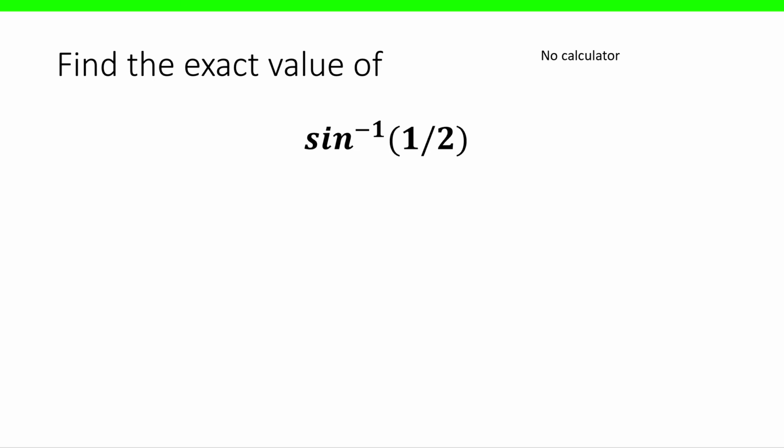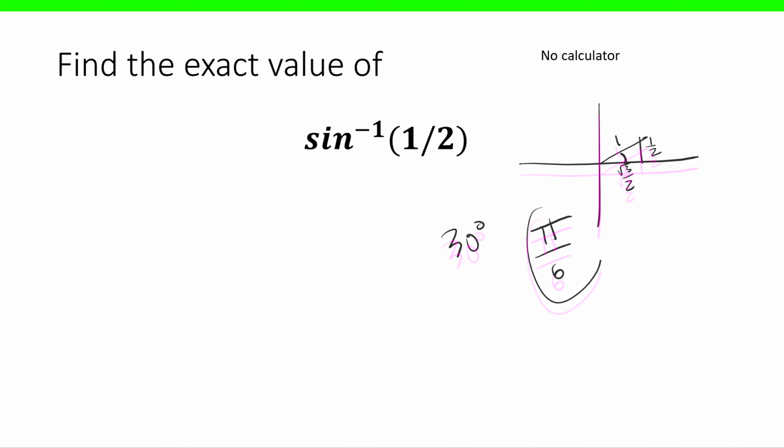Sine of what angle gives me positive 1/2? We can think about this as a triangle, right? The opposite side would need to be 1/2, and the hypotenuse would need to be 1. Hey, look, this is an angle that I know from the unit circle, because this is root 3 over 2. I know that this is 30 degrees. The sine of what angle gives me 1/2? 30 degrees, or, in the preferable way, pi over 6.